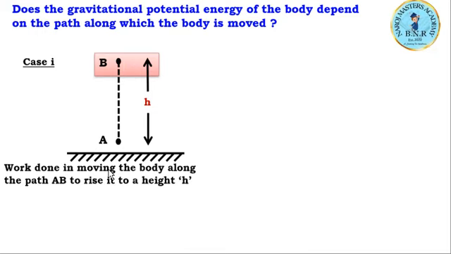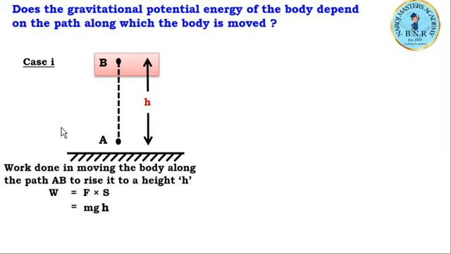So work done in moving the body along the path AB to raise it to a height h is W. W is equal to force into displacement. Is it right? Work done is nothing but force into displacement. So displacement is h and force is m into a, where a is acceleration due to gravity, which we write as g. So F is equal to mg, and s is the height. So W is equal to mgh.